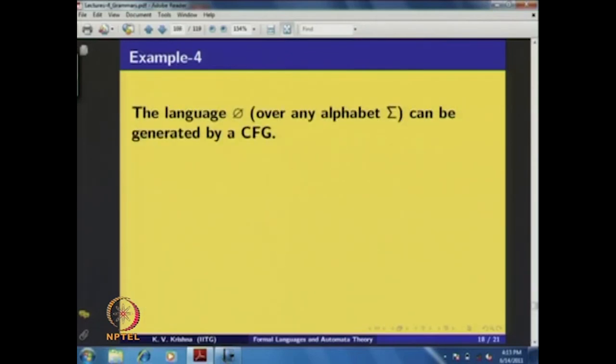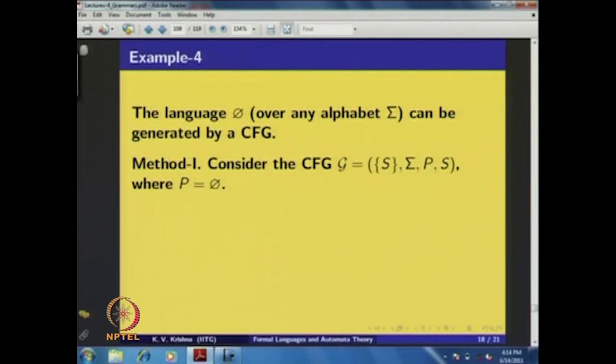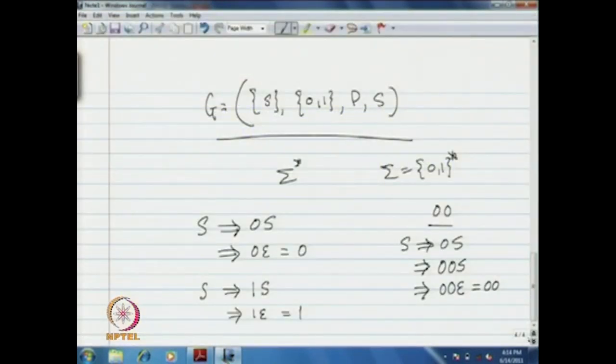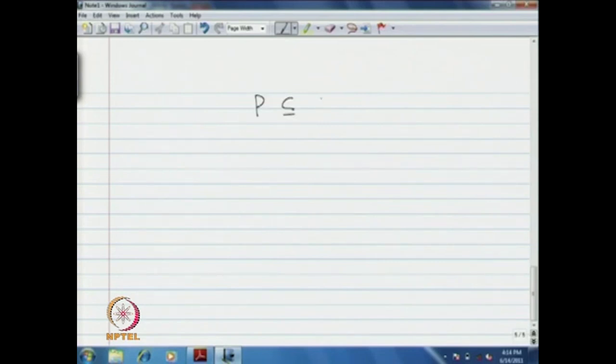Let us consider one more example. If you consider the empty language, or any alphabet you can consider, we can say this can be generated by a CFG. How do you give the grammar? I give you one method here. If you consider the grammar G as sigma, N, P, S, where P is empty, the set of production rules, we did not put any restriction, we simply said that the production rules are a subset of N cross V star, where V is sigma union N. There is no restriction on this, it can be the empty set also as a subset.